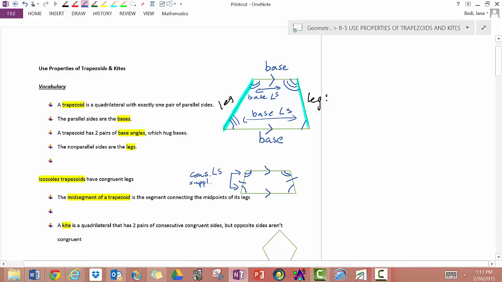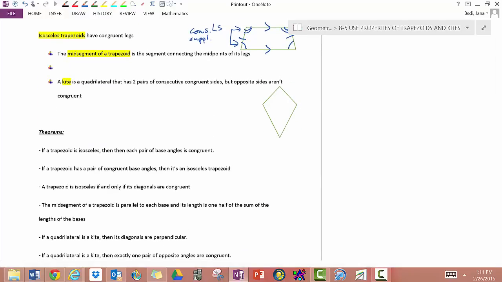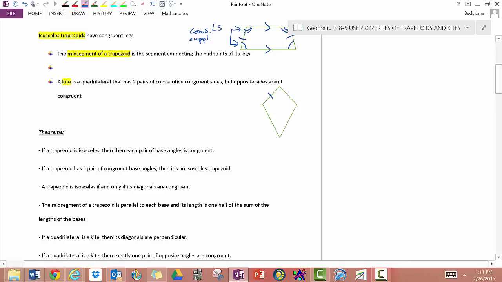Next we come to a kite. So let's just take a look at a kite. A kite is a quadrilateral that has two pairs of consecutive congruent sides. So this pair is congruent and this pair is congruent, but opposite sides are not congruent. You can go over these theorems yourself.